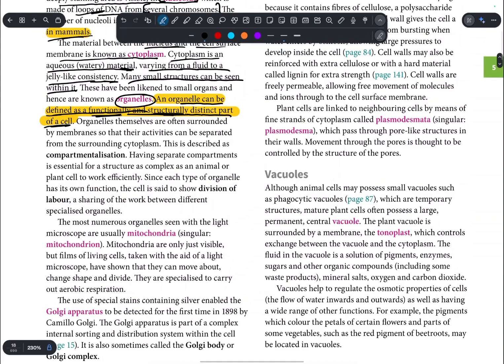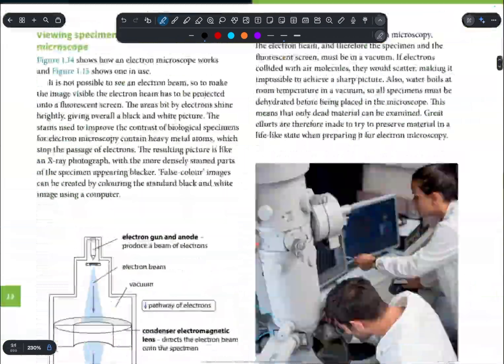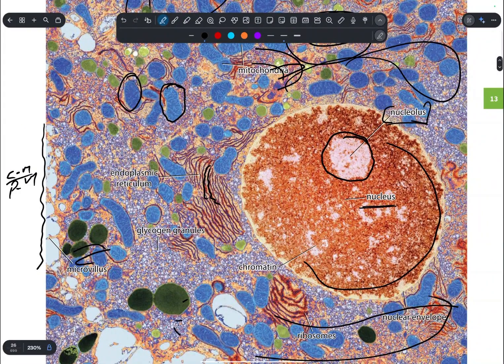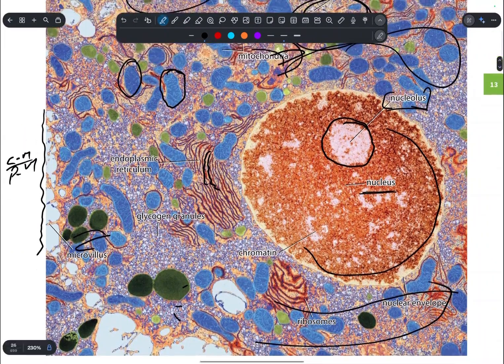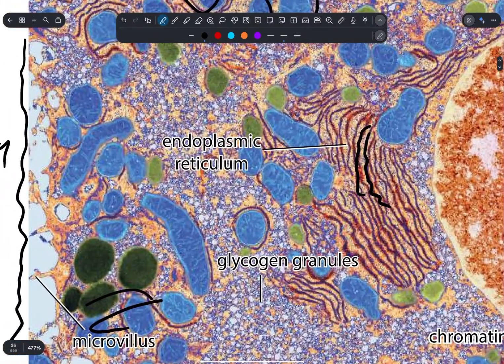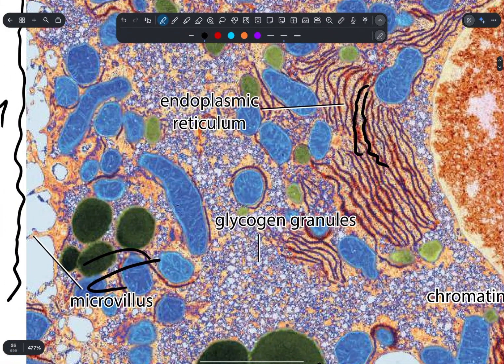Organelles themselves are surrounded by membranes so that their activities can be separated from surrounding cytoplasm. What does this statement mean? If you look at an organelle, like here's the mitochondria, you can see there's inside content here. But if you look at that red part, not the sky blue part, there's a membrane. So each organelle has a membrane. What does it do? It protects the inside material from the cytoplasmic material.